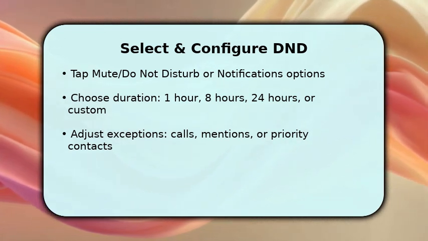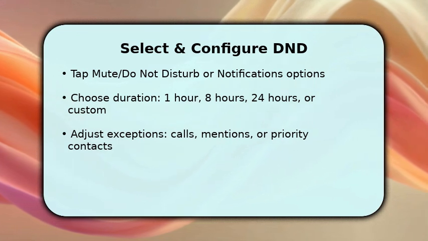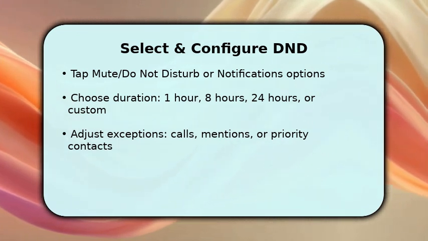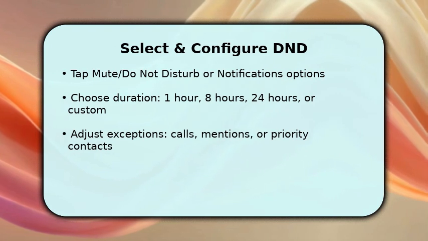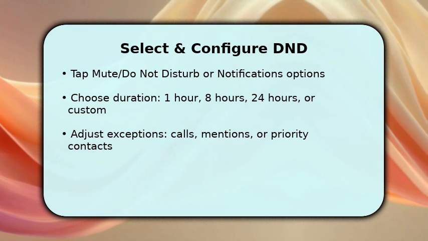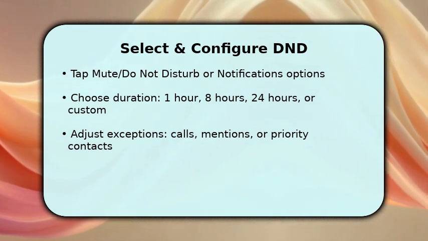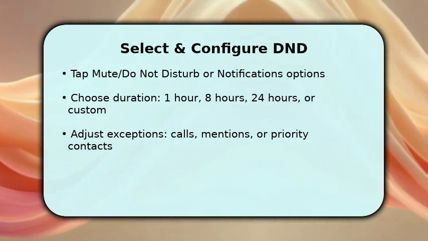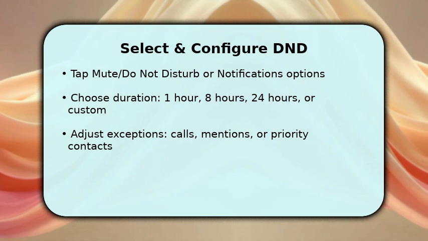Make sure to check exceptions so critical calls or mentions still get through. Toggle Allow calls or starred contacts if necessary. After setting duration and exceptions, confirm or save. You'll see a status indicator on the thread or contact confirming the change. This tells you the setting applied successfully.